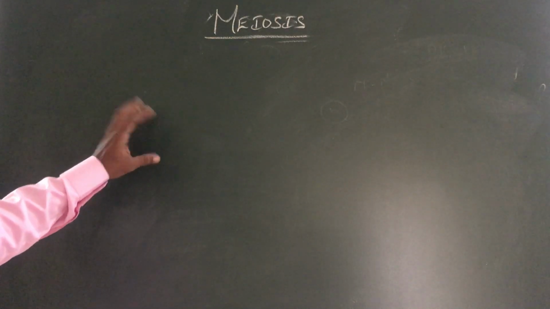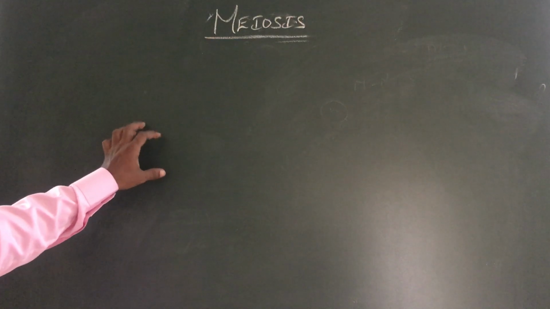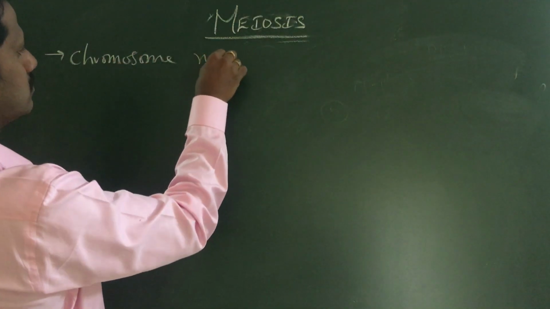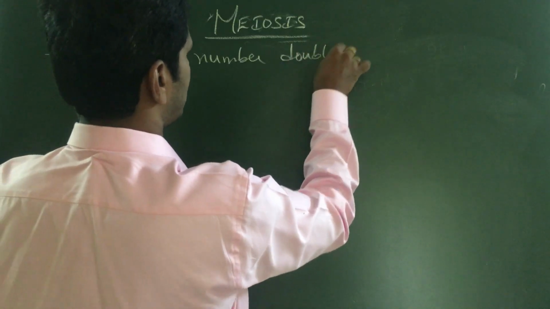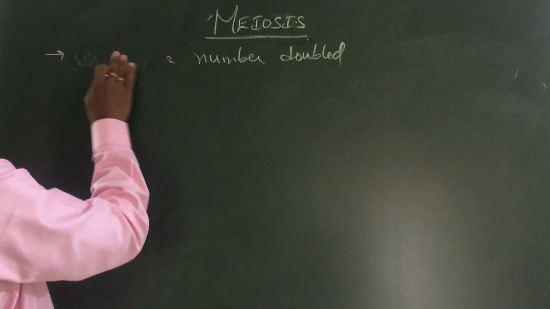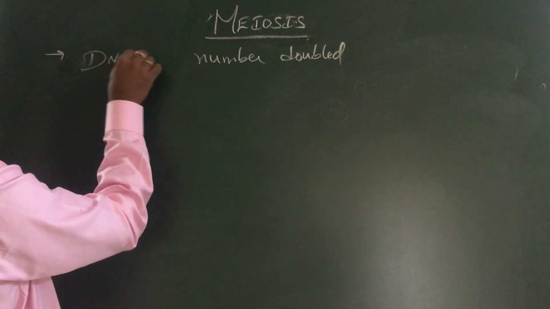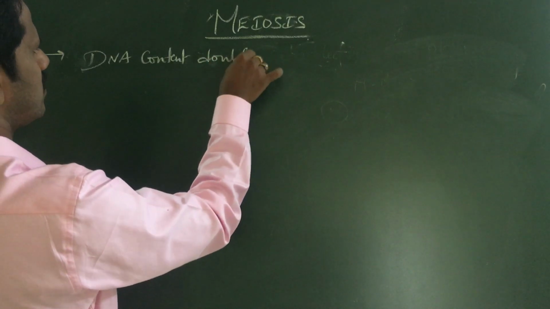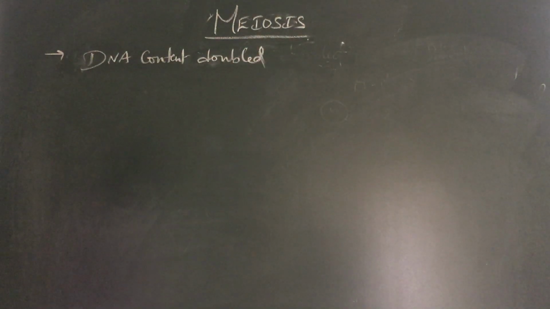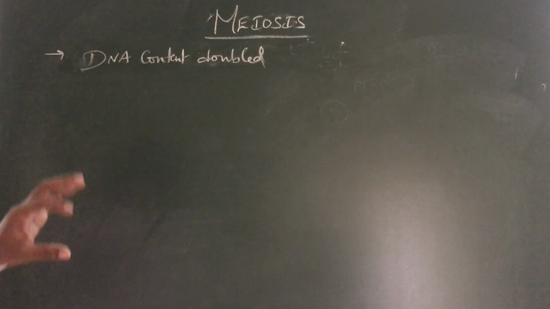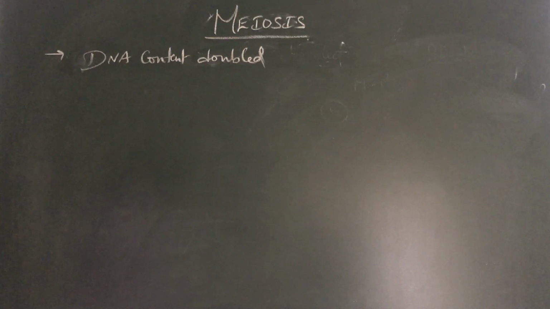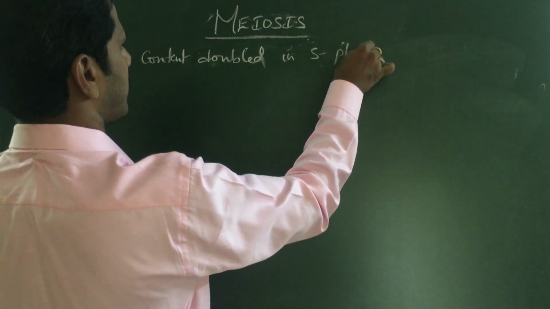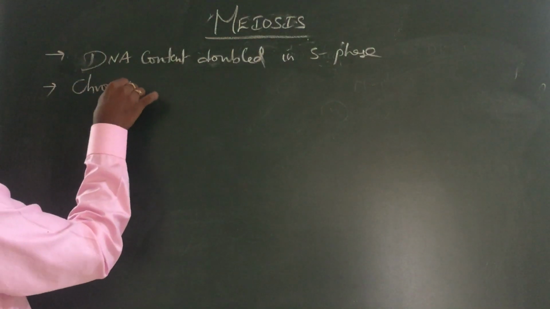If it is not reduced to half, the chromosome number doubles during fertilization. Very important: exactly speaking, it is not the chromosome number but the DNA content that doubles, because we already know the number of chromosomes always remains the same. The DNA content gets doubled in S phase. The chromosome number gets doubled during fertilization.